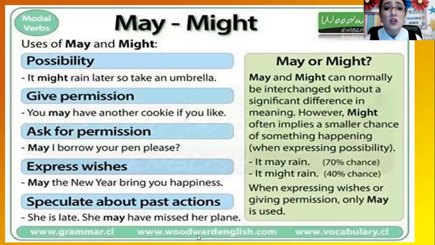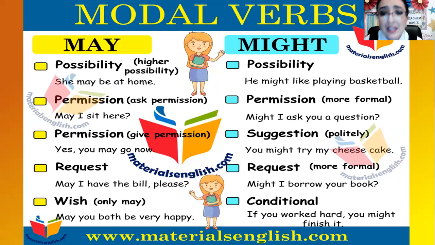And may or might are going to be pretty similar. May or might are almost the same. The difference is that might has less possibility, a lower possibility of something can happen, and may is going to be showing a higher possibility that something could be happening. Okay, that is the difference. And remember that for possibilities, both, but with higher possibility may, with lower possibility might.